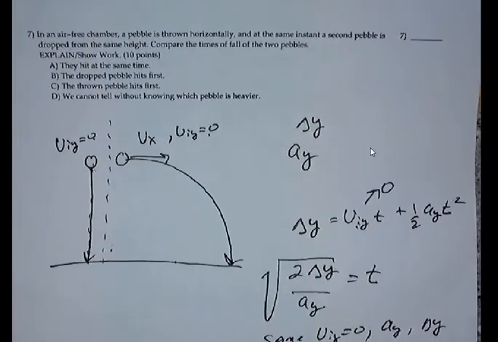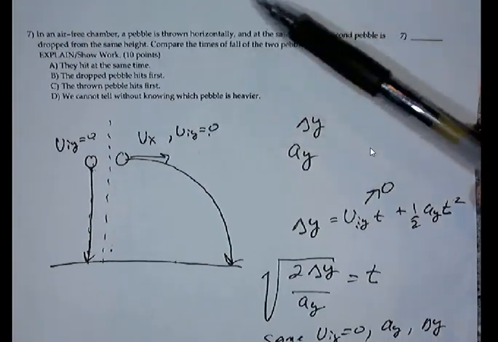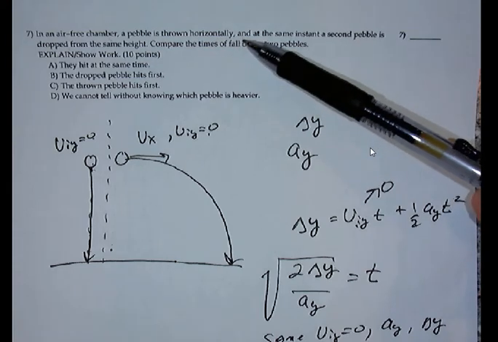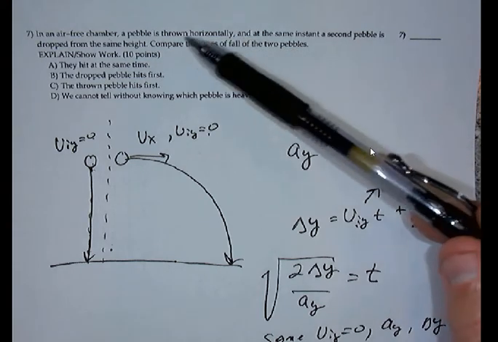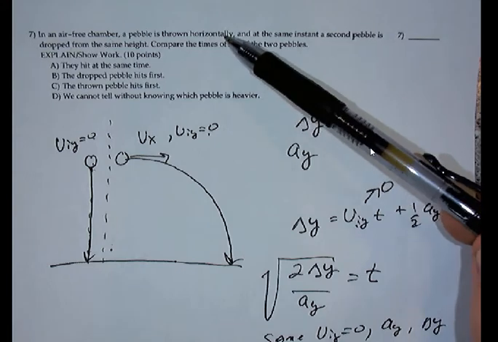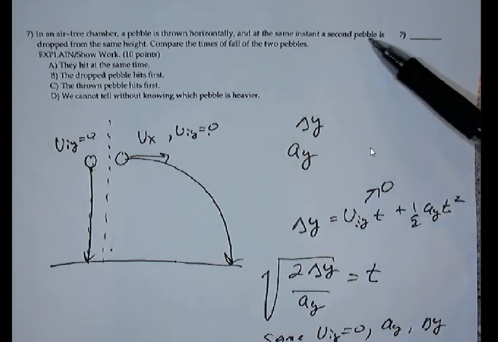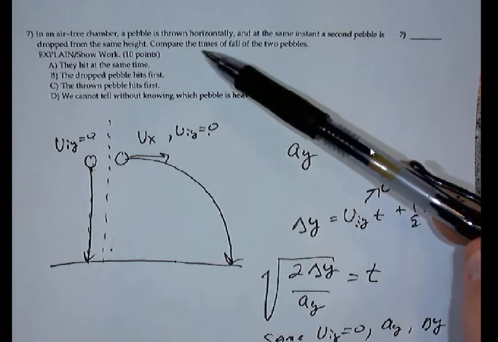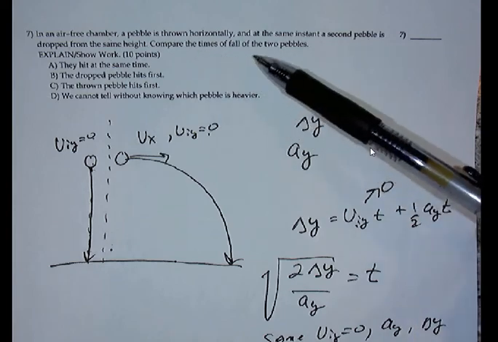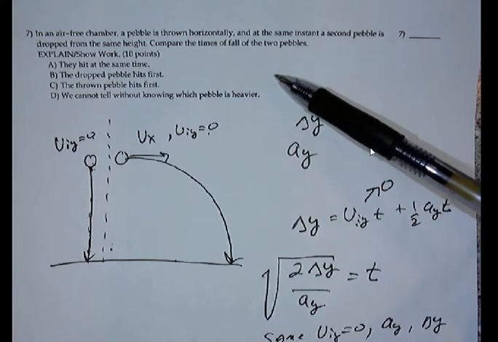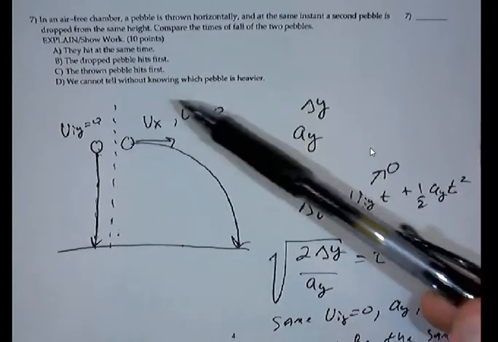Okay, next one. In an air-free chamber, a pebble is thrown horizontally. Okay, so we're assuming there's no air resistance. A pebble is thrown horizontally, and at the same time, a second pebble is dropped from the same height. Compare the time of fall of the two pebbles. So we definitely need a picture for this one.